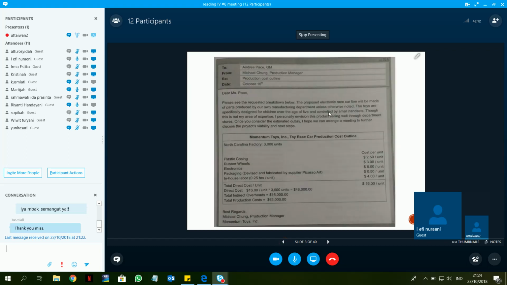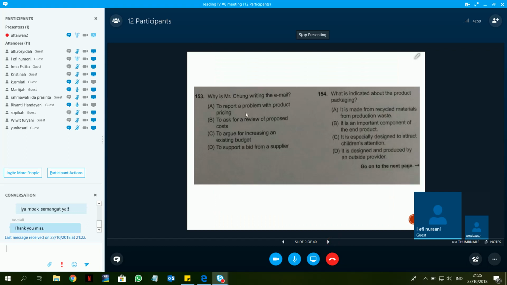Coba kita baca lagi. Kira-kira kenapa? Please see the requested breakdown below. The proposed electronic race car line will be made of parts produced by our own manufacturing department unless otherwise noted. Ini kan artinya tolong lihat penjelasan berikut. Tadi yang jawab B ya? B bukan. Okay. For a review. To ask a review.